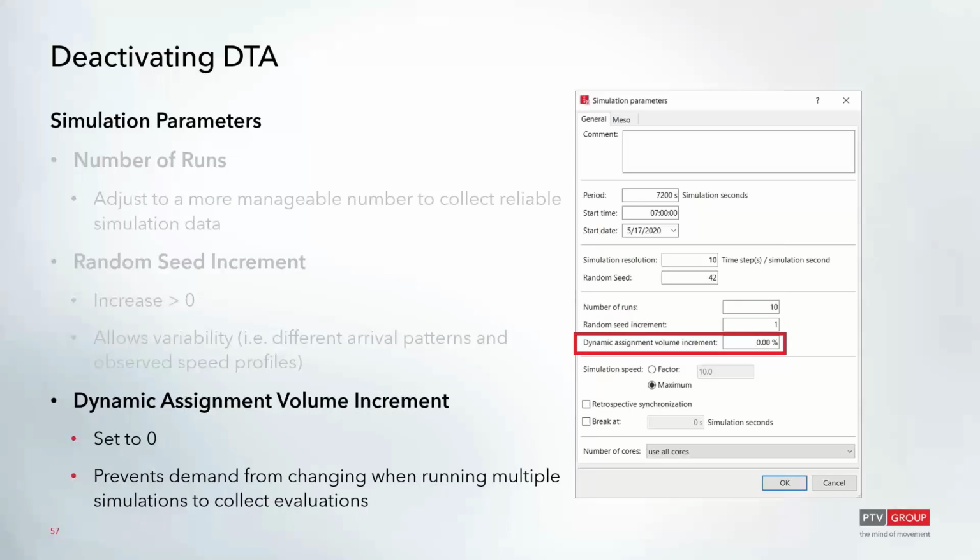And then finally, we're also going to want to set that dynamic assignment volume increment back to 0%, and this will just make sure that the demand won't change, and it's always going to be at 100% from the start, and keep it at that 100% level.